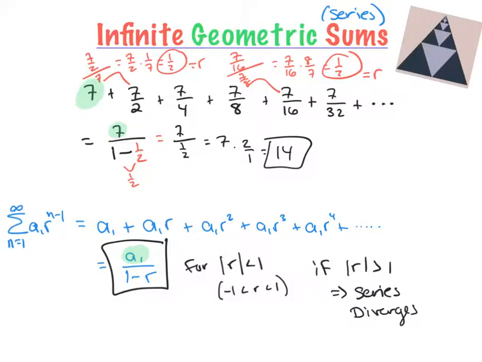So diverging means that it adds up to an infinite number. Converging means that it adds up to a finite number, and we can find the number using this formula. Okay, let's do another example.